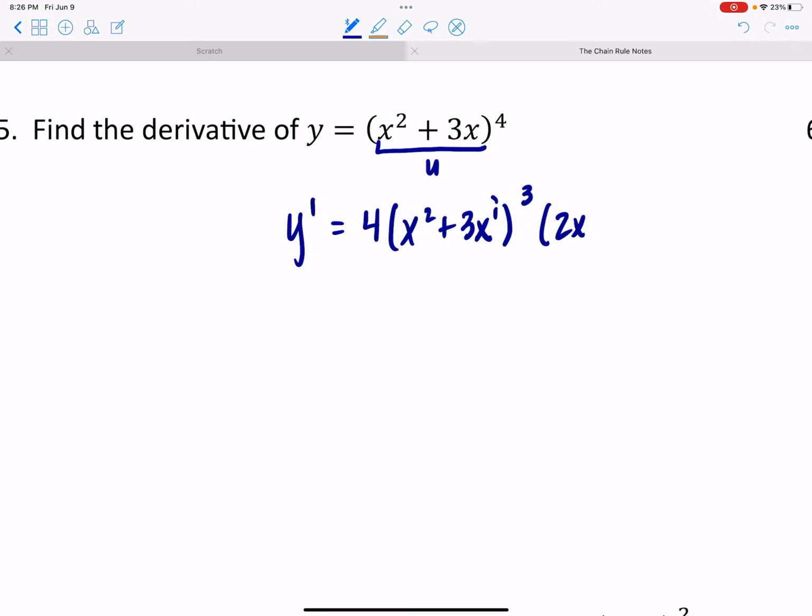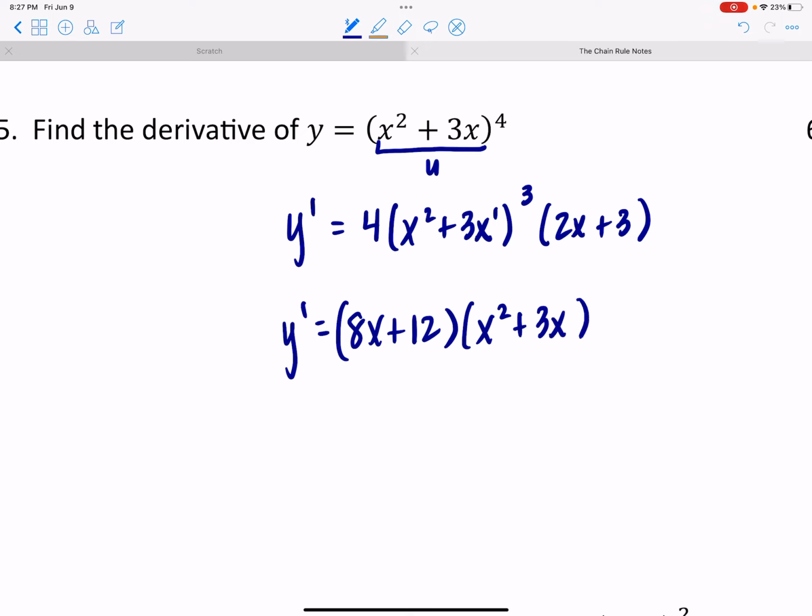And then this is going to be 3 here. So the derivative of the inner function would be 2x plus 3. Now this would be a totally acceptable way to leave the answer, although I probably would multiply the 4 into this binomial just to make it a little bit cleaner. So I'm going to call this 8x plus 12 multiplied by this (x squared plus 3x) cubed.